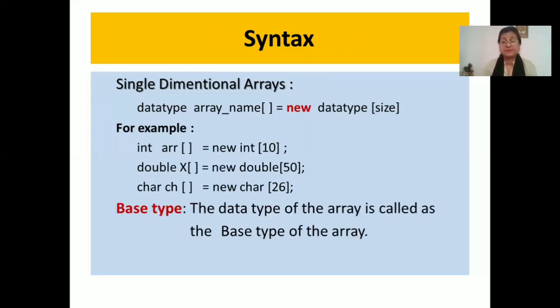Then base type. The data type of the array is called the base type of the array. In the given examples, we have seen 3 examples: int arr, double x and char ch. In the first example, the base type is integer. In the second one, the base type is double. And in the third one, the base type is character. So base type is actually the data type of the array.